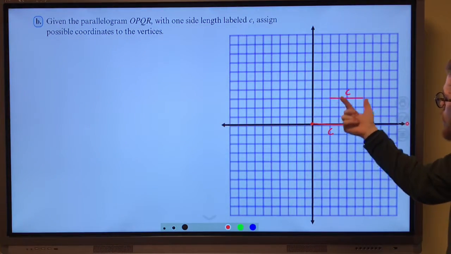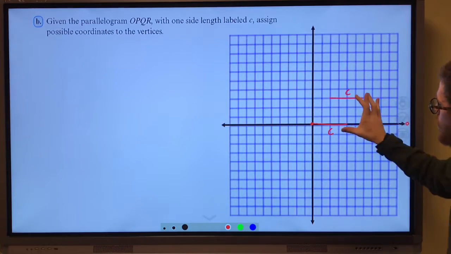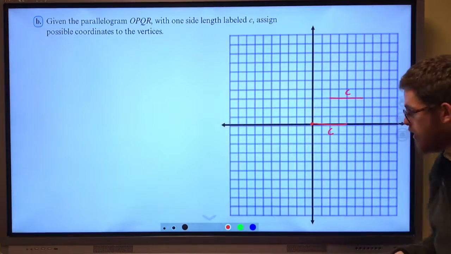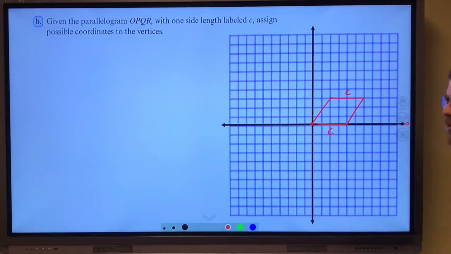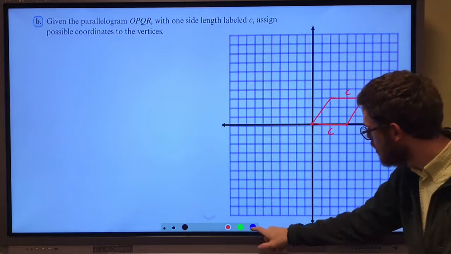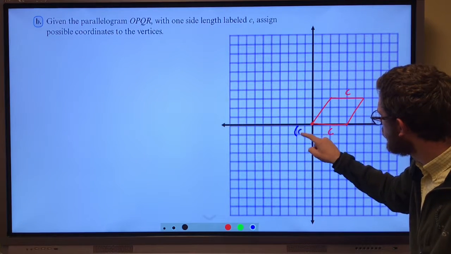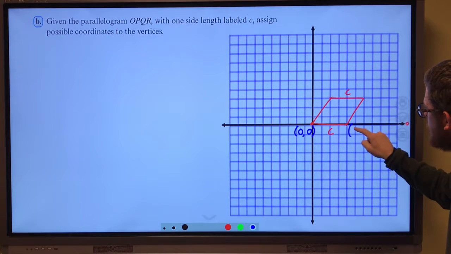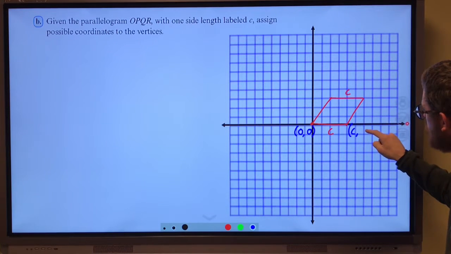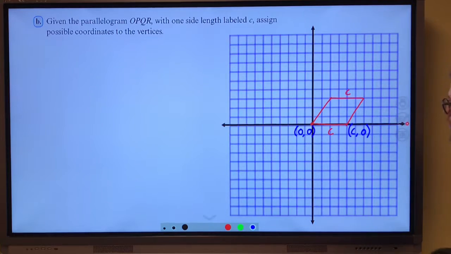The opposite sides are also parallel. So I know both of those have to have the same length. They're both going to be C. I'm just going to connect these now to make my parallelogram, and I'm going to assign possible vertices. This, of course, is 0, 0. I went over C, up 0.